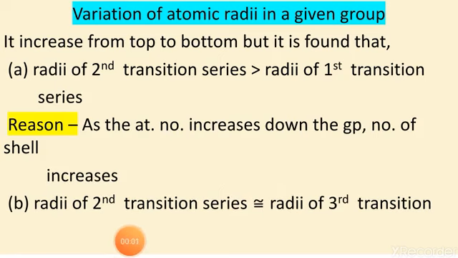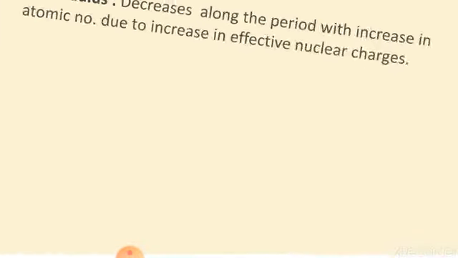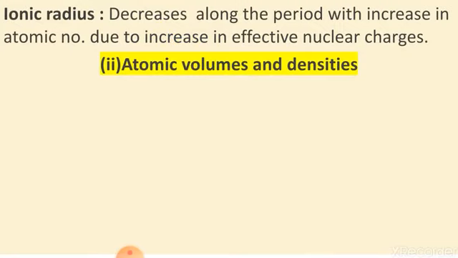Now second point, that is, the radii of the second transition series is approximately equal to the radii of the third transition series, and this is due to lanthanide contraction. So these are basically the variations of atomic radii down the group and also from left to right. This is much more important from an examination point of view. You have to note down why the atomic radii increase, then remain constant, then decrease down the group, or from left to right. This you have to focus on, the reason also.